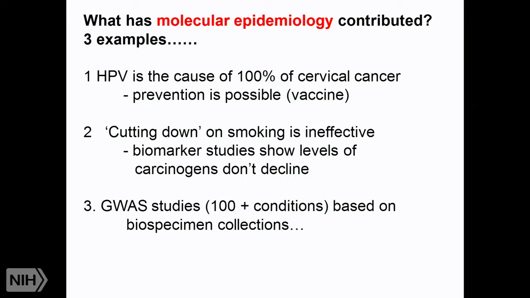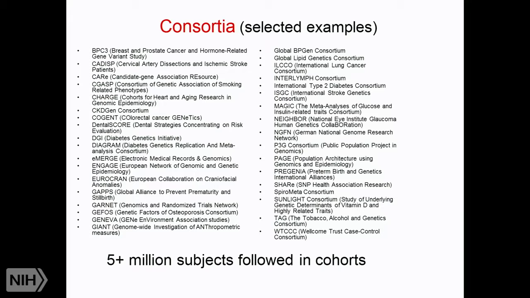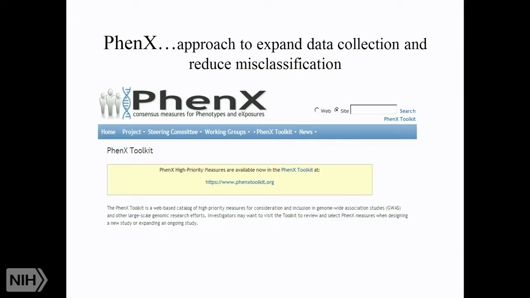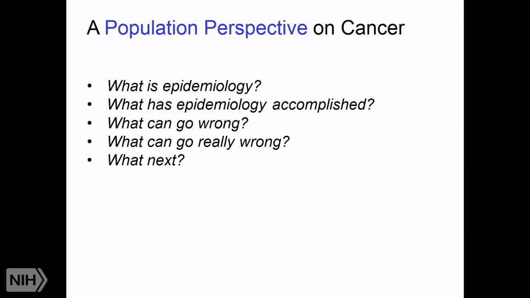There's a lot more. This, again, could be a whole lecture. Consortia are commonly used in epidemiologic studies, and groups have sprung up to expand data collection and reduce misclassification by using specialized instruments in those studies. Okay, so I'm going to cover the last two sections rapidly. What can go wrong?